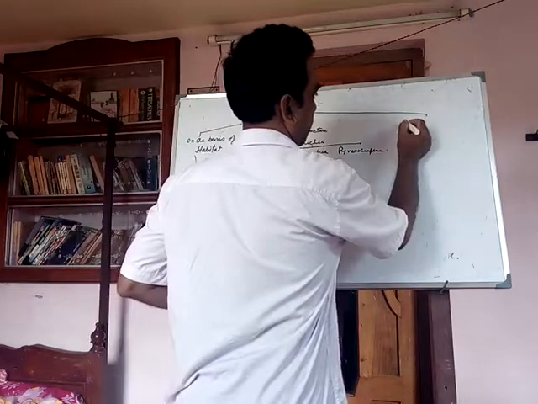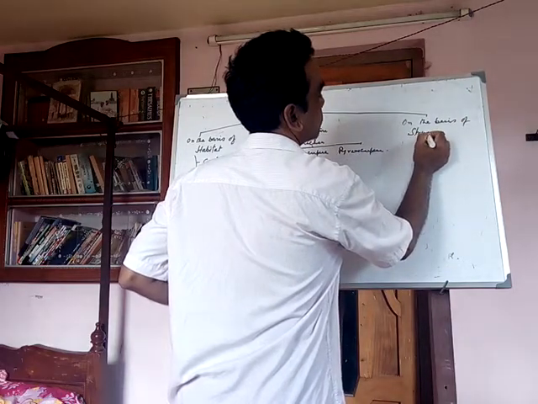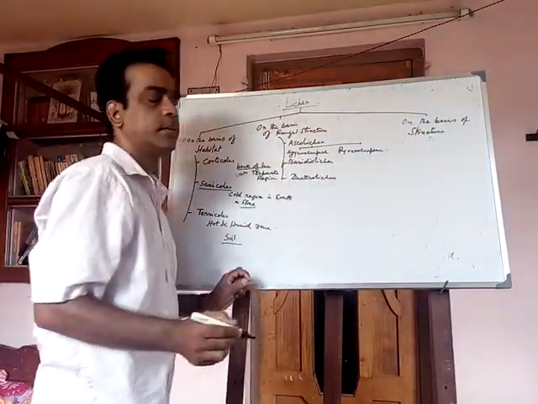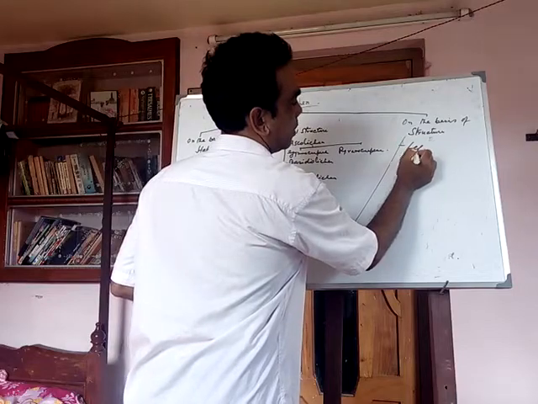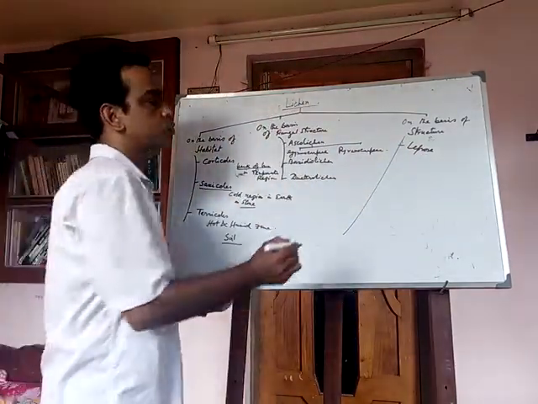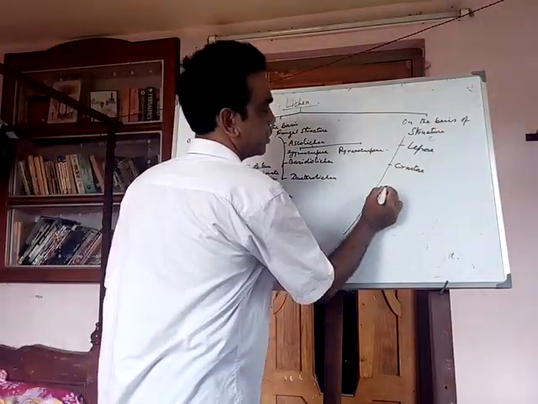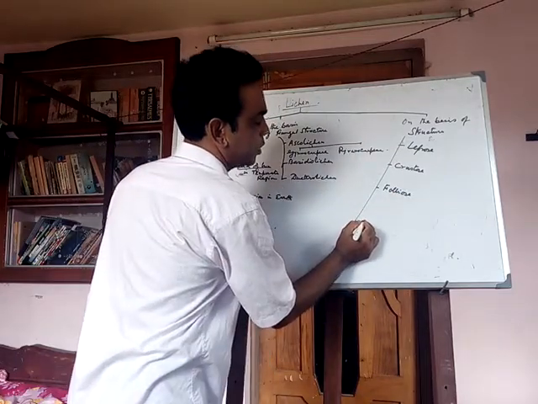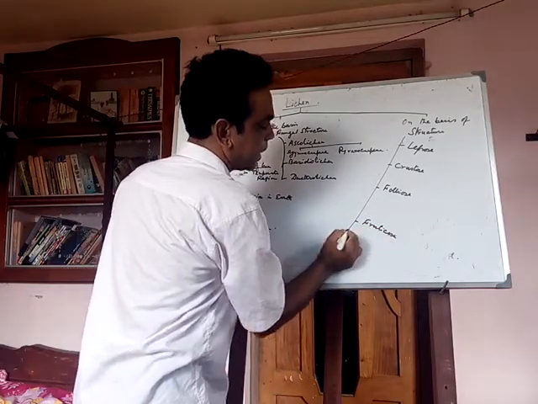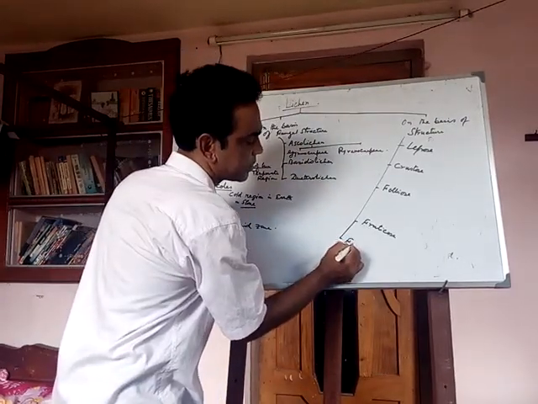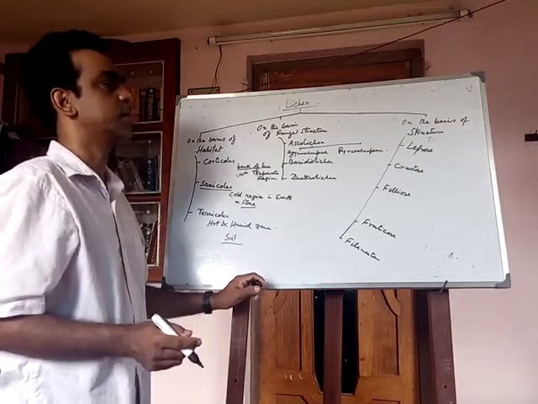Now, on the basis of structure, lichen is classified into types: leprose, crustose, foliose, and fruticose. Another type is filamentous. So five types of lichen we can classify on the basis of structure.